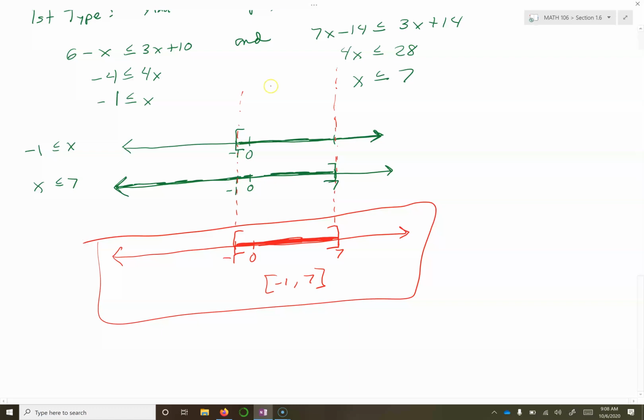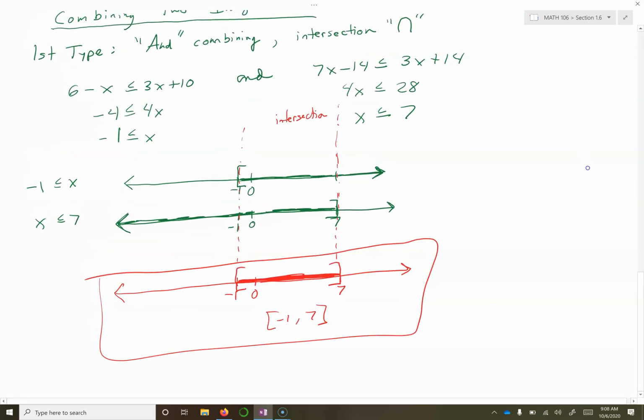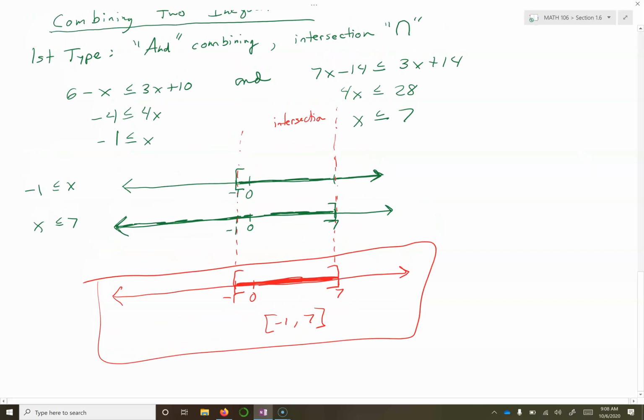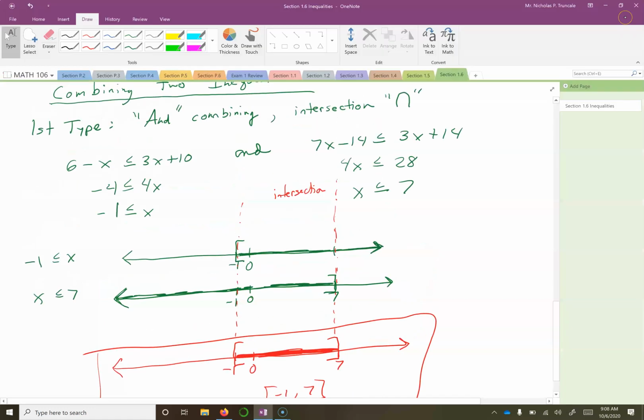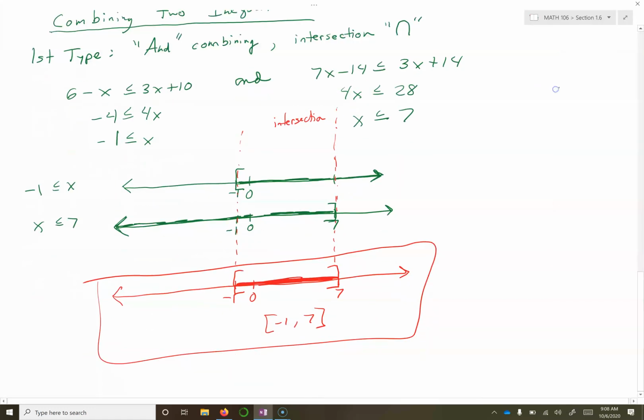And by intersection, I mean these vertical dotted lines. It makes it easier to figure out what the final solution is. So that's the new part here, how to do the and, okay? The red part is the only thing new here. Are we okay so far? Any questions? Awesome. All right, so let me show you the other type.